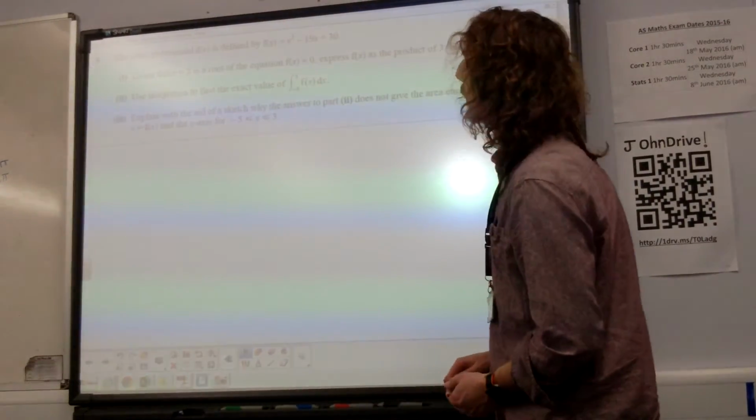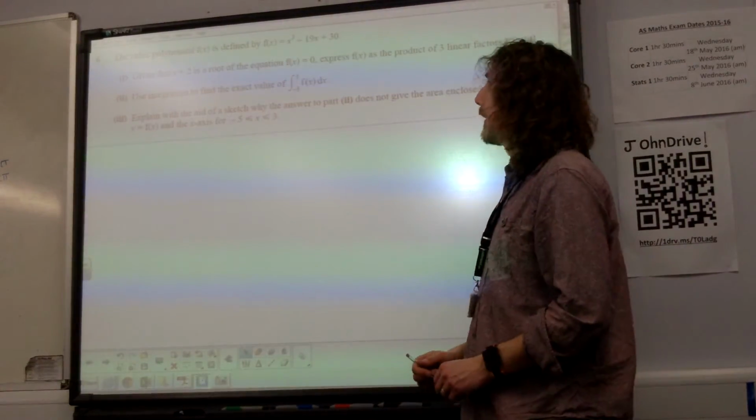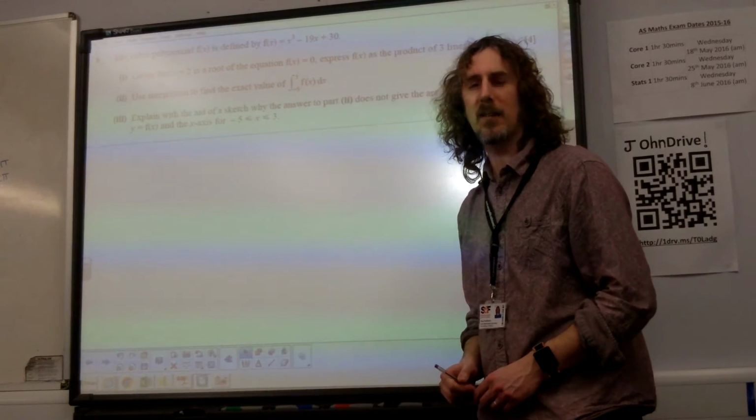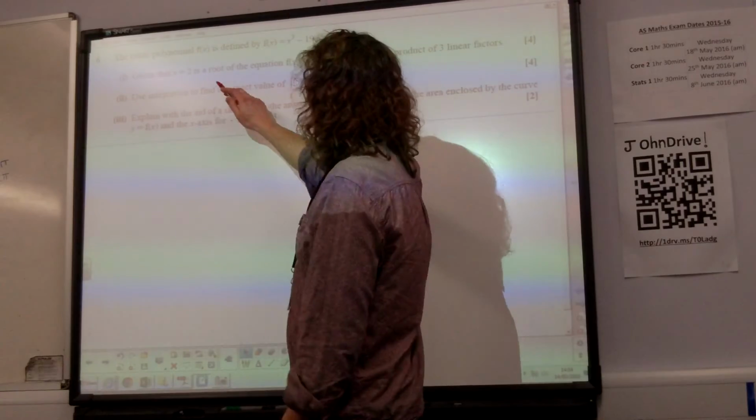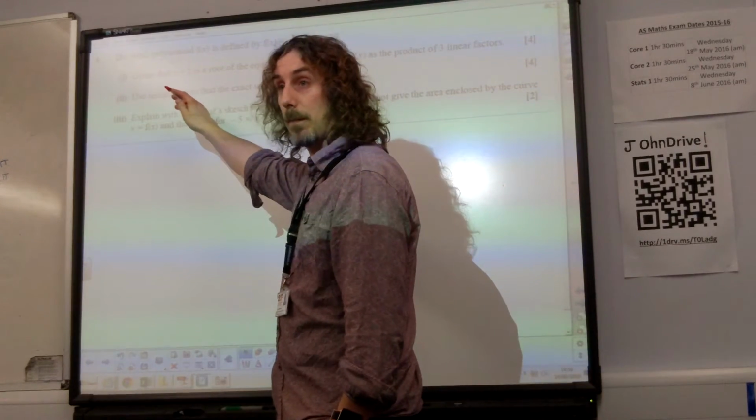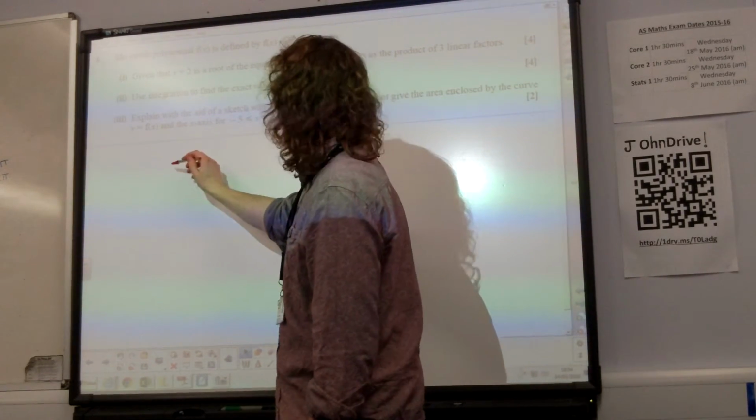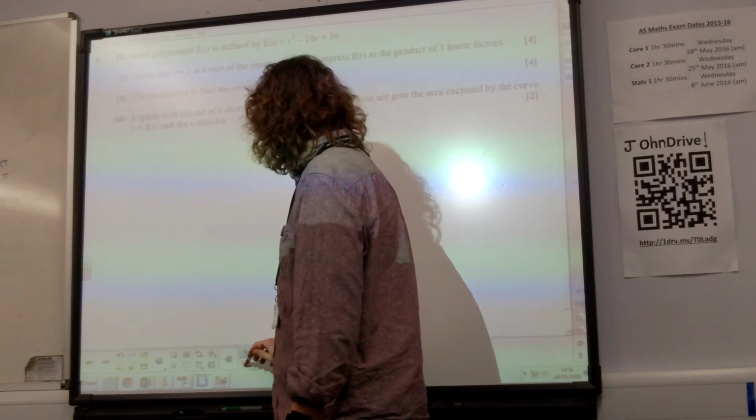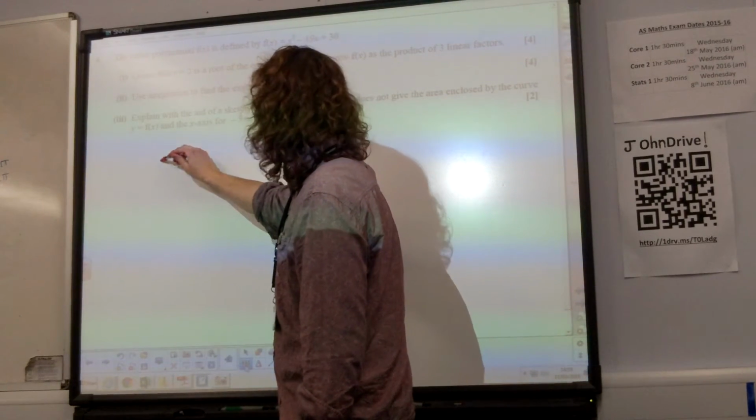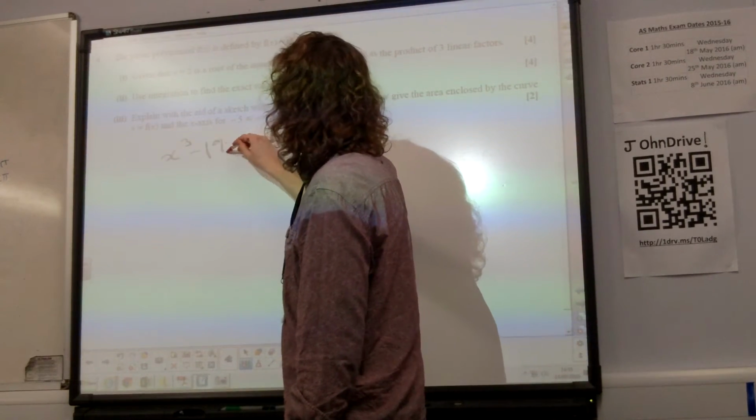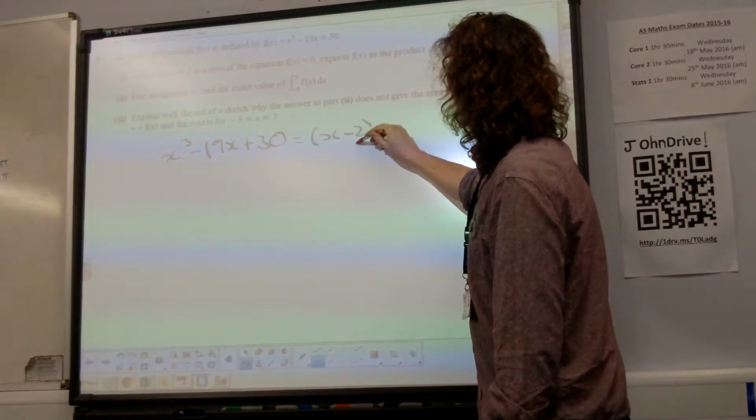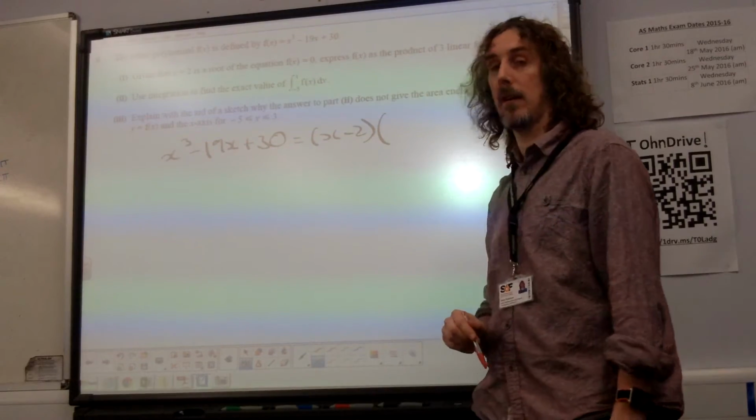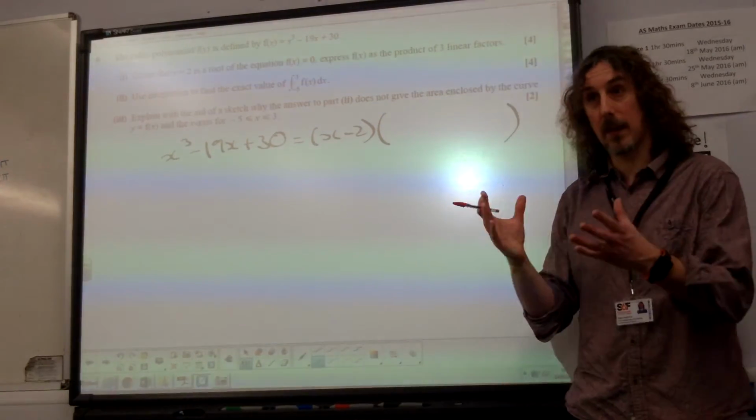Right. The cubic polynomial is defined by x cubed minus 19x plus 30. This was a great question, wasn't it? Given that x equals 2 is a root, you've got 1 mark for recognising that if x equals 2 is a root, then you're going to write it as x minus 2 times something. However you got the something was up to you.